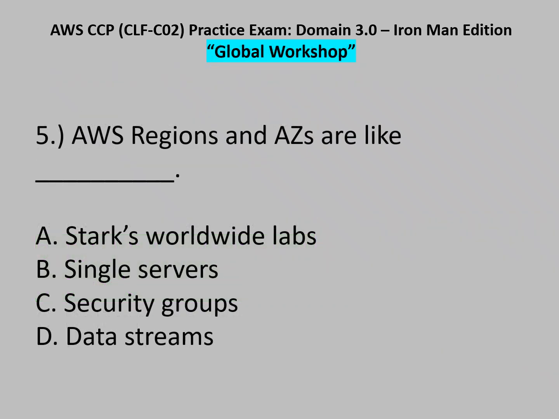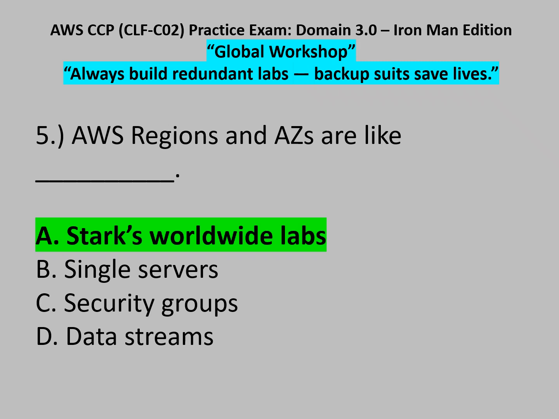Question 5. AWS regions and AZs are like: A. Stark's Worldwide Labs. B. Single servers. C. Security groups. D. Data streams. The correct answer is A. Stark's Worldwide Labs. AWS regions are global locations, and availability zones are independent facilities that provide redundancy and fault tolerance.